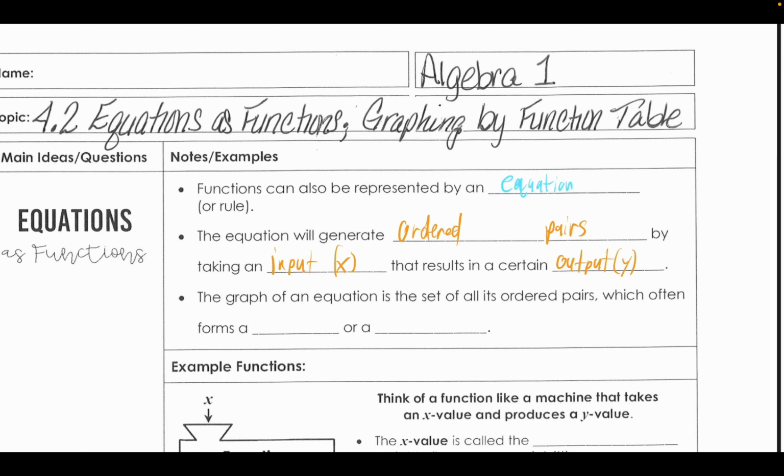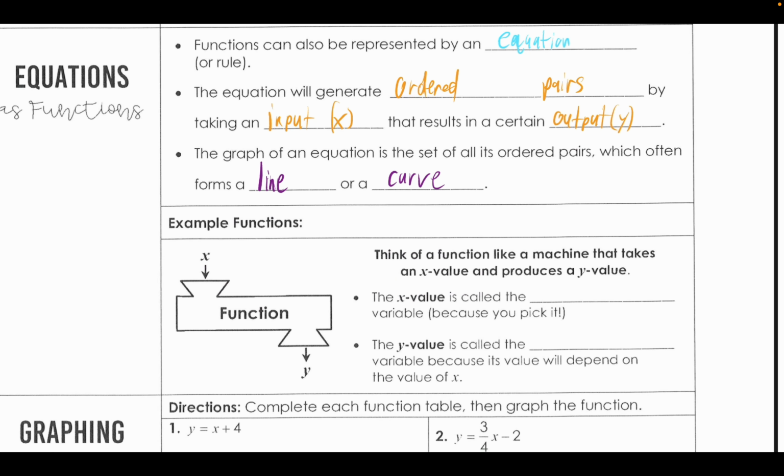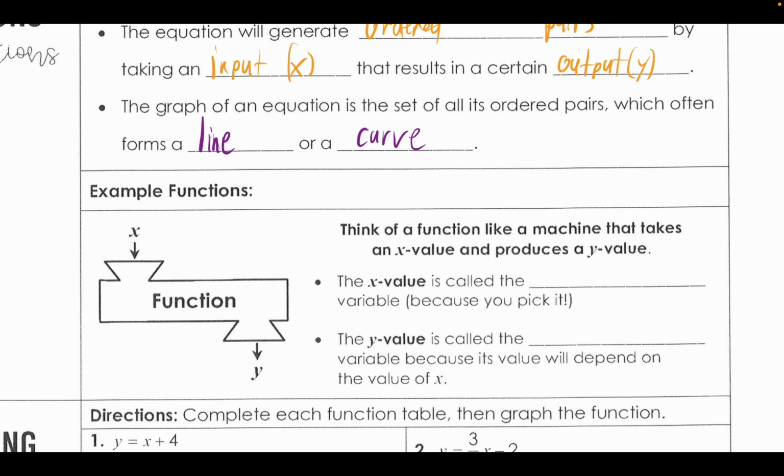But for now, let's just talk about this next bullet point. The graph of an equation is a set of all these ordered pairs, which often forms a line or a curve of some sort, which is what we'll be seeing today. So an example of a function, once again, think of it as where you put the x value in, you get the y value out by completing some sort of math here.